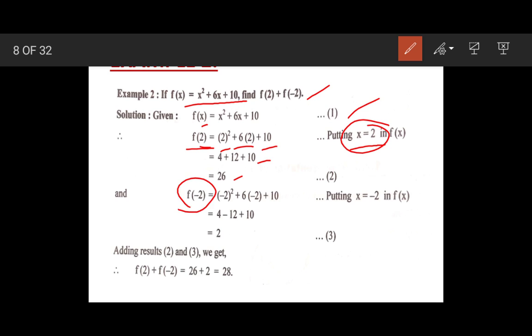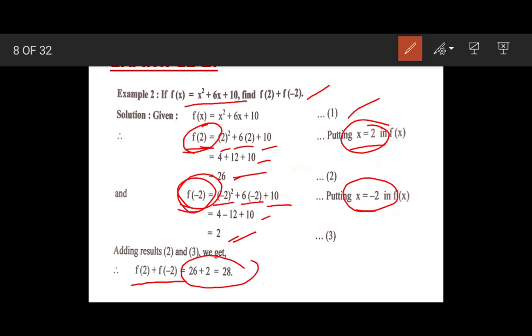Now to find f of minus 2, what I have to do? I have to substitute x as minus 2. So we will get minus 2 square plus 6 into minus 2 plus 10. So that will be 4 minus 12 plus 10. So that is equal to 2. So I got f of 2 as 26, f of minus 2 as 2, right? So f of 2 plus f of minus 2 will be 26 plus 2, that means 28.